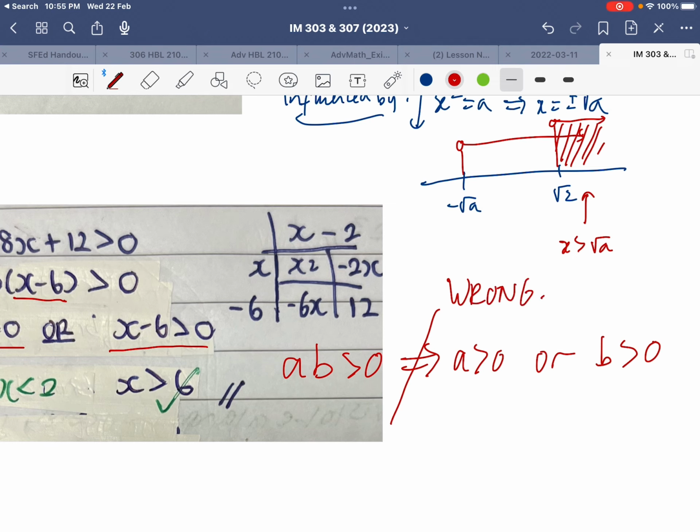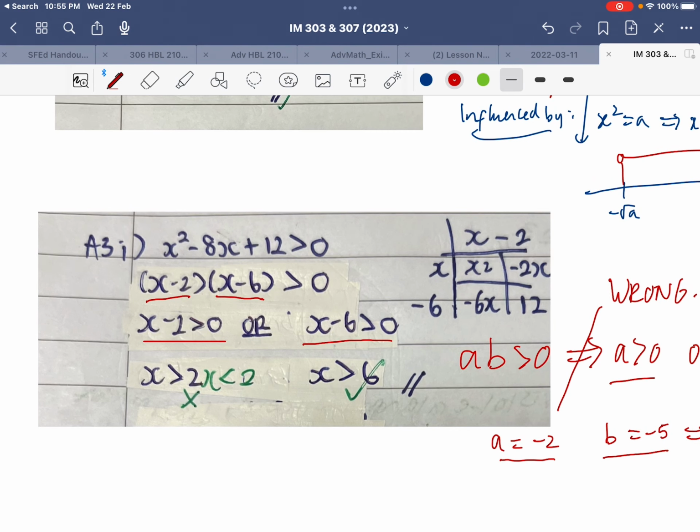Why is that so? Imagine if A is negative 2 and B is negative 5. None of them is greater than 0, right? If we follow this statement, the one that I underscored just now, this statement says that one of them must be positive. But notice if I pick negative numbers, negative 2 and negative 5, the product AB will become 10, negative 2 times negative 5, which is positive. So this one is not true. That's the third misconception. So when you solve it this way, this will be totally wrong.